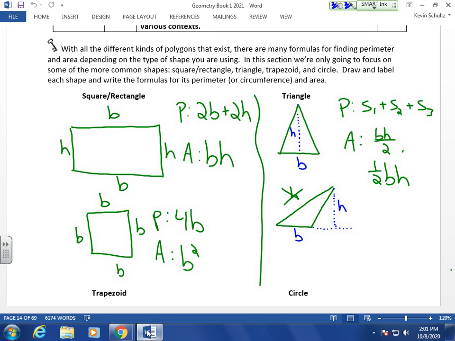So triangles and other shapes with diagonal sides can be tricky because that does not represent the height. The height is always a vertical line that connects the base to the top of the figure. Sometimes it's outside the figure, okay? But that would represent the height. Good so far?